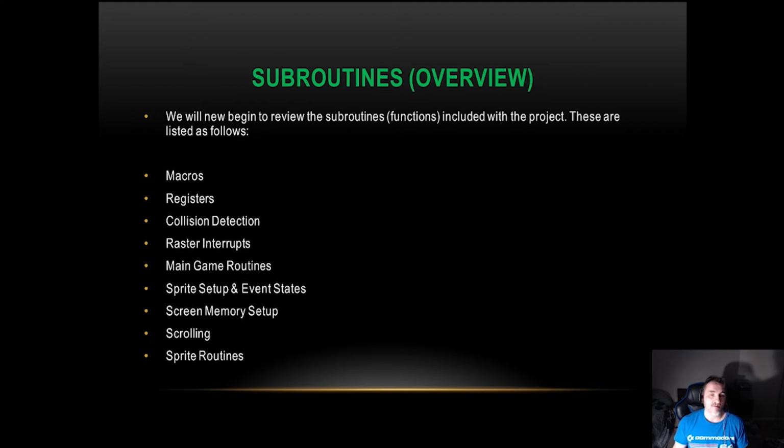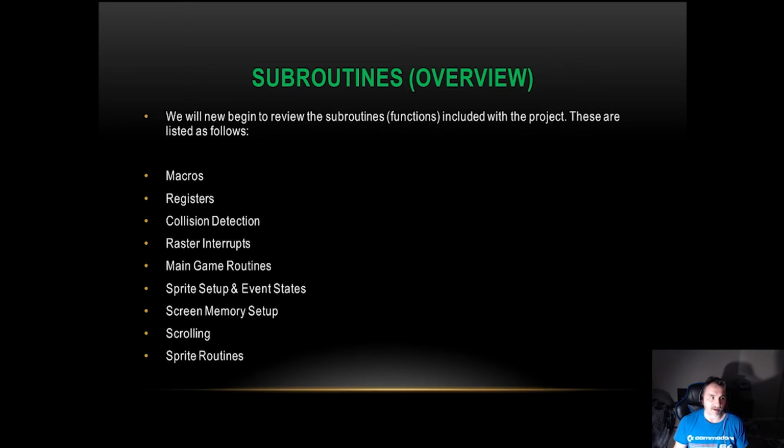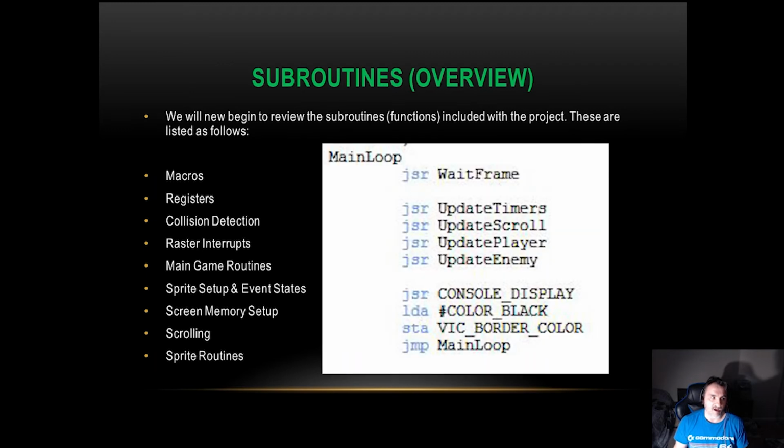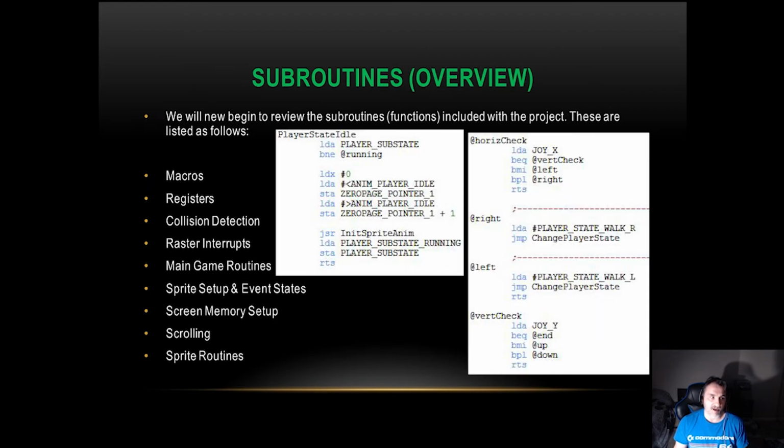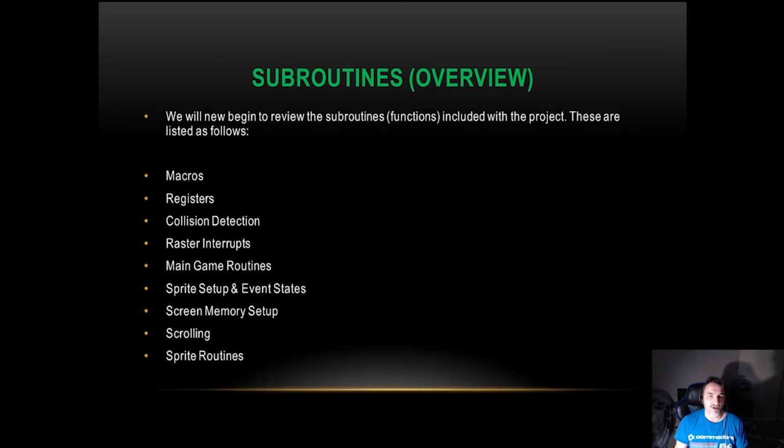Now I'm going to go over what are called subroutines. These are kind of like the functions of the game. I won't read every single one because there's a lot in here and it would take time, and it's already been 12 minutes. We will begin to review the subroutines included in the project. These are listed as follows: macros, registers, collision detection, raster interrupts, main game routines, sprite setup and event states, screen memory setup, scrolling, sprite routines.